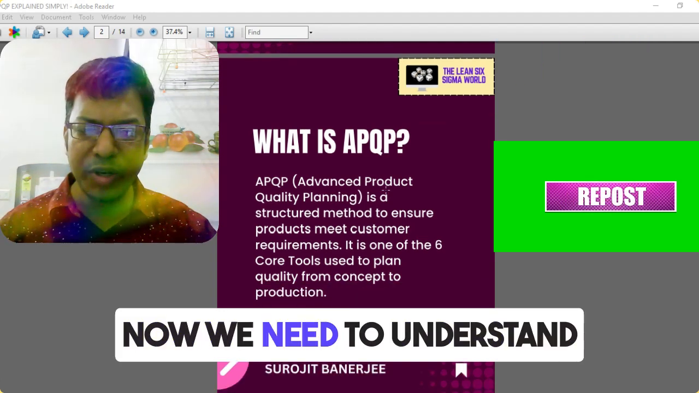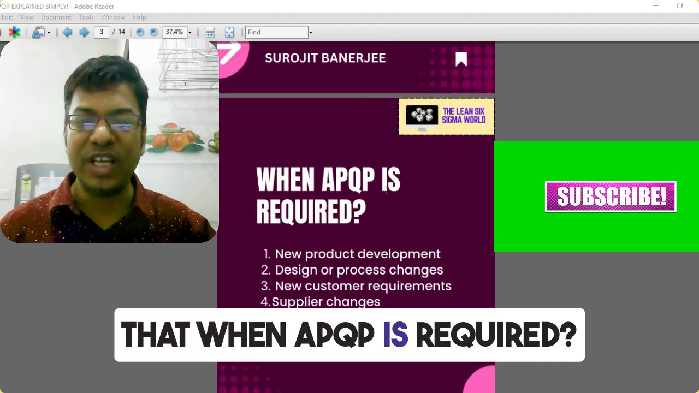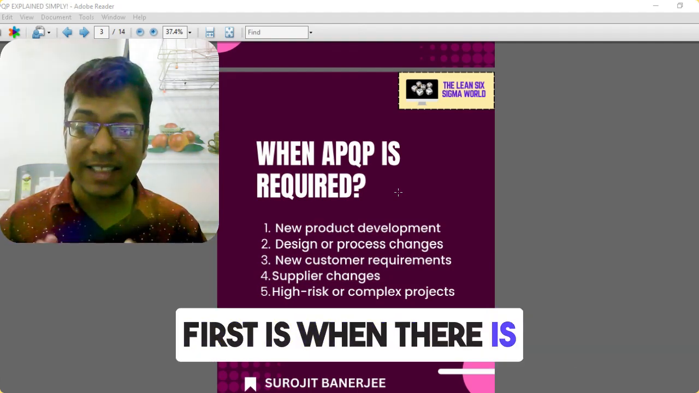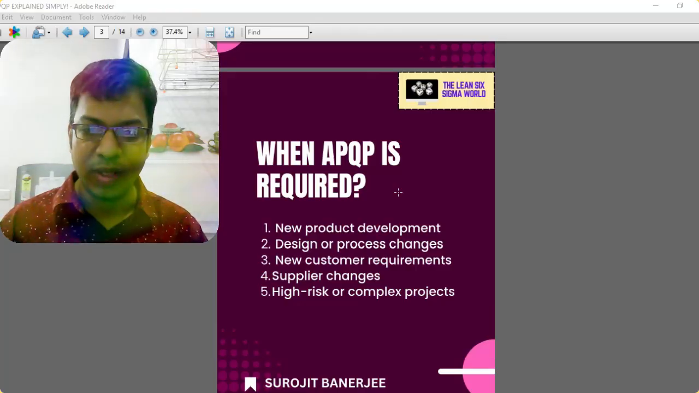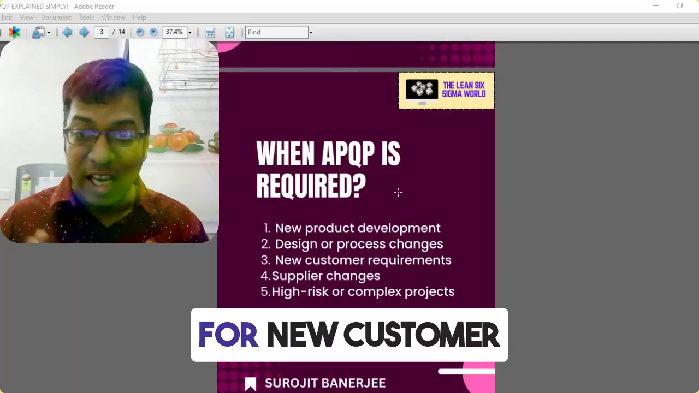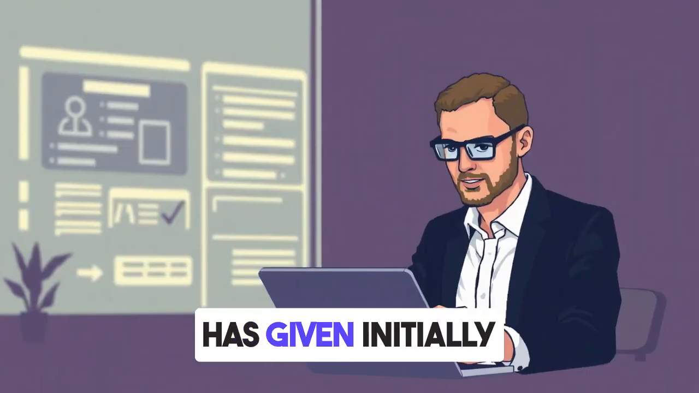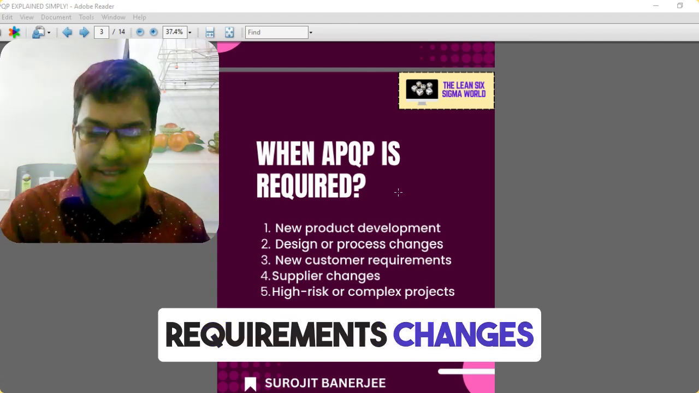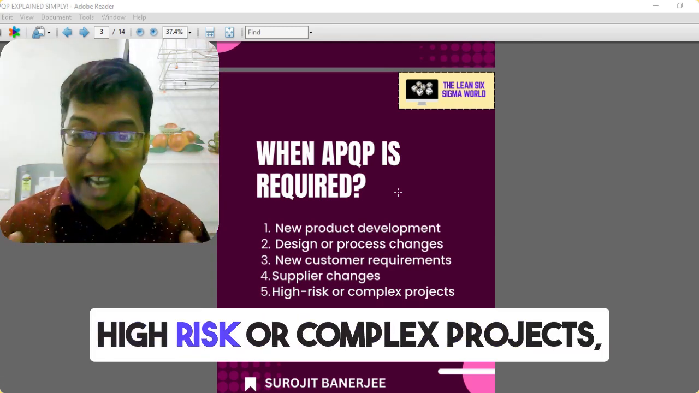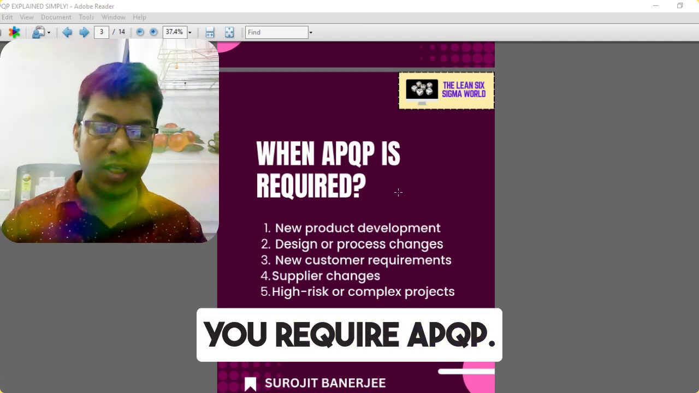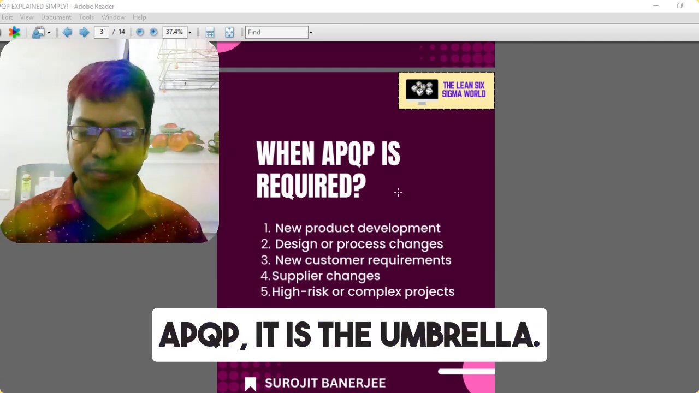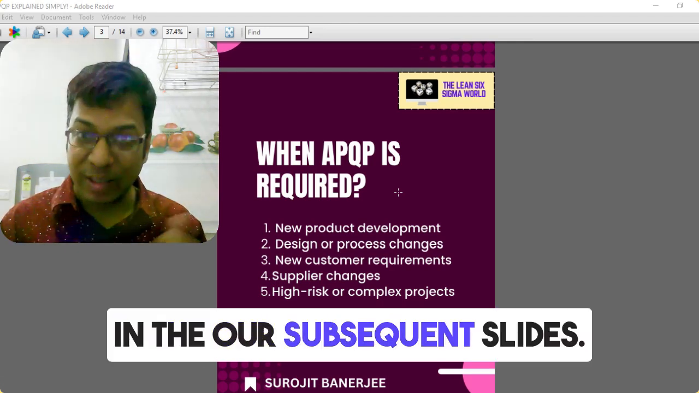Now, we need to understand when APQP is required. APQP is required for the following cases. First is when there is new product development, we require APQP. If the design changes or the process changes, then we require APQP. For new customer requirements: the customer has given some requirements initially, then if the customer requirements change later, you require APQP. If the supplier changes, you require APQP. High risk or complex projects, you require APQP. So for the product development stages, we require basically APQP. APQP is the umbrella. Why is it the umbrella? We are going to explain in our subsequent slides.